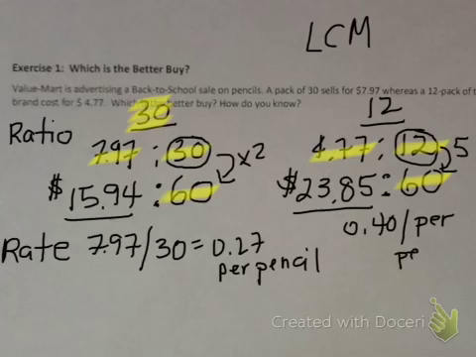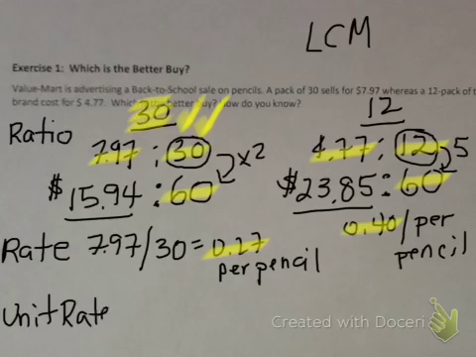Okay, and that's dividing 477 by 12. So as you can see here, very clear, we're paying 27 cents per pencil there, 40 cents per pencil there, and again another check mark for the 30 pack. Our unit rate here is 27 cents, and here, 40 cents per pencil.